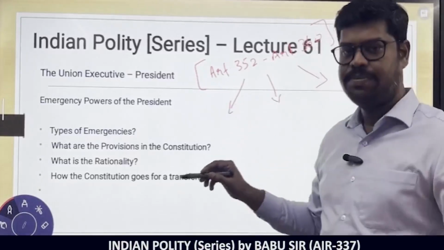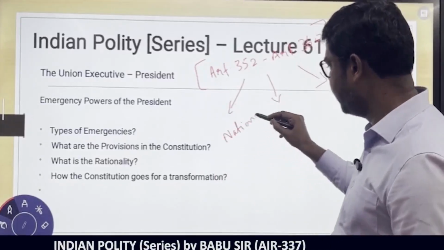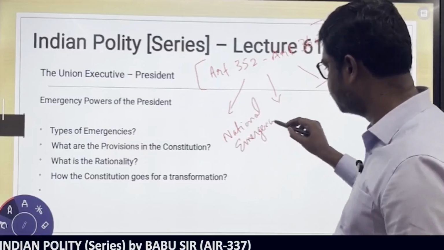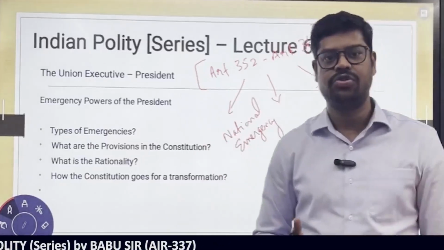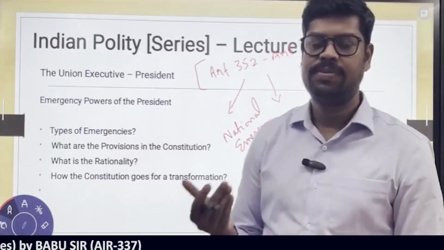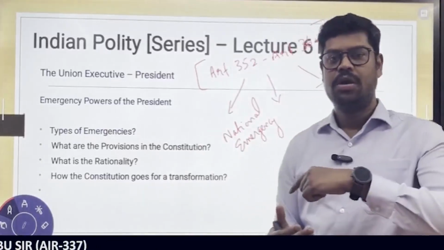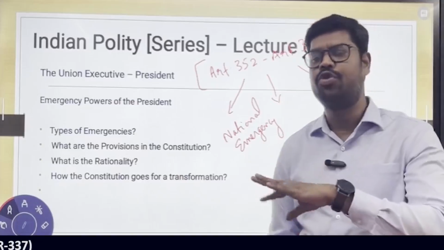There are three emergency powers given in the Constitution. The first type is the national emergency, a very important power conferred upon the President of India. Since the commencement of the Constitution, how many times has this power been invoked by the President? You can put it in the comment box. Not many times, but yes, it has been invoked.